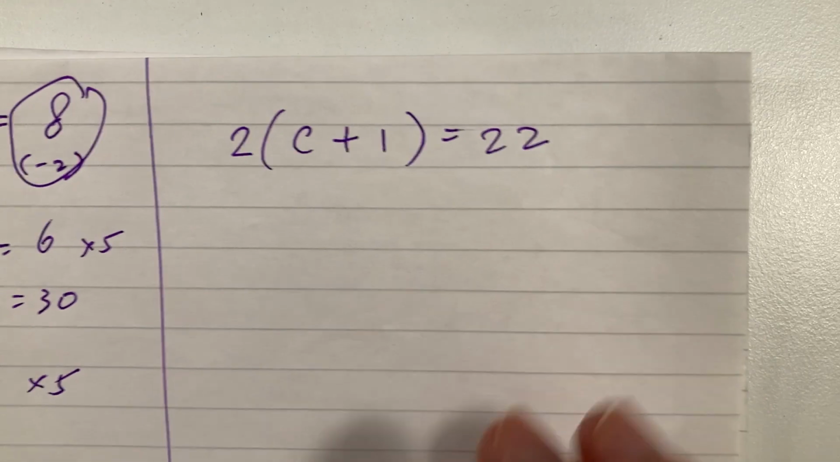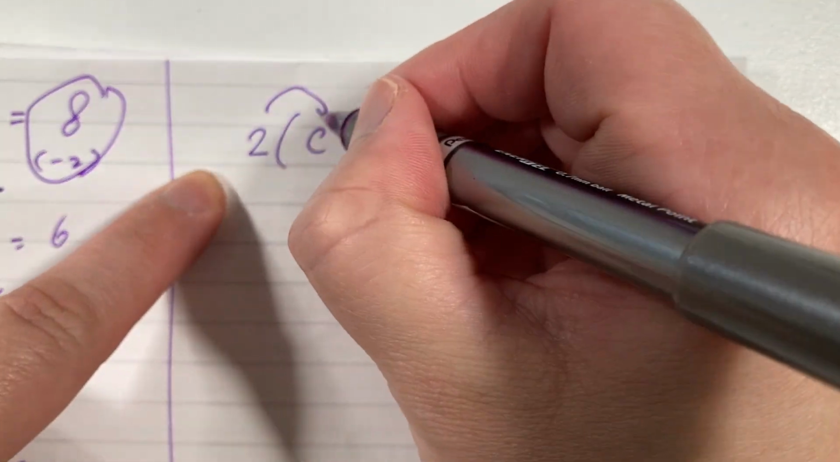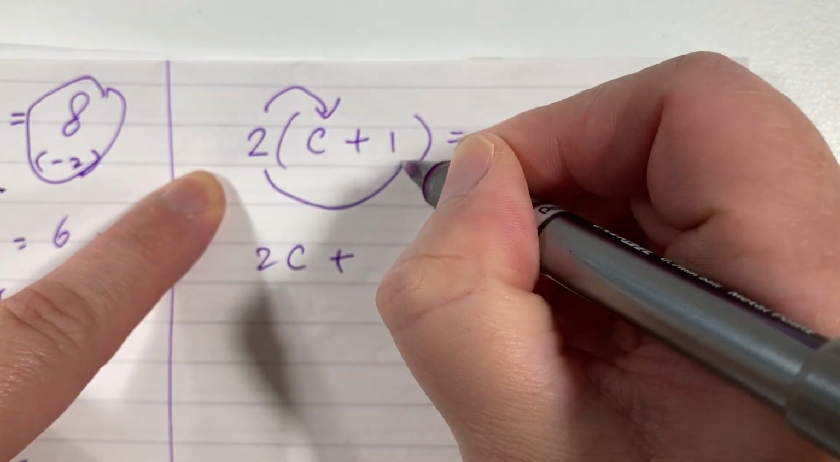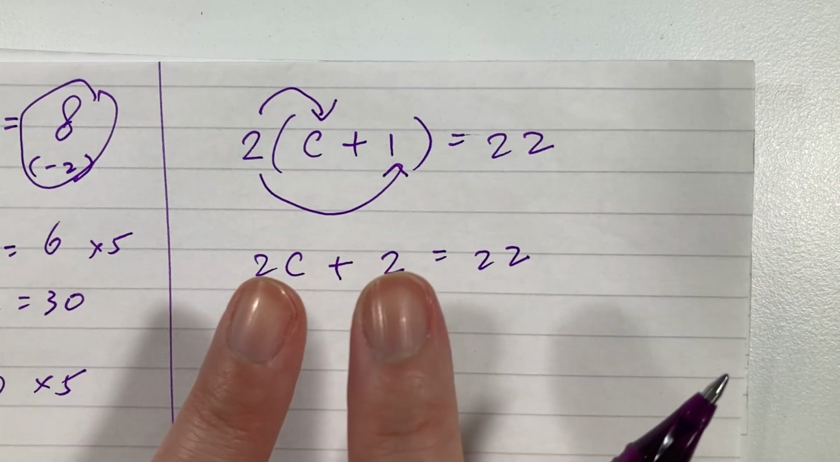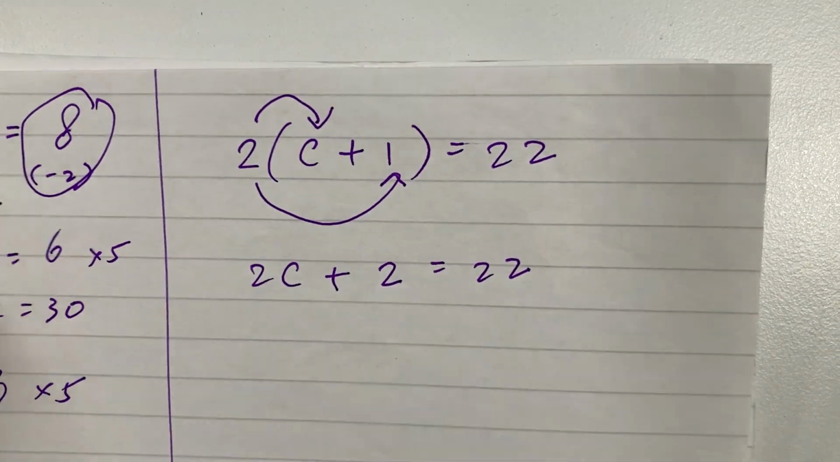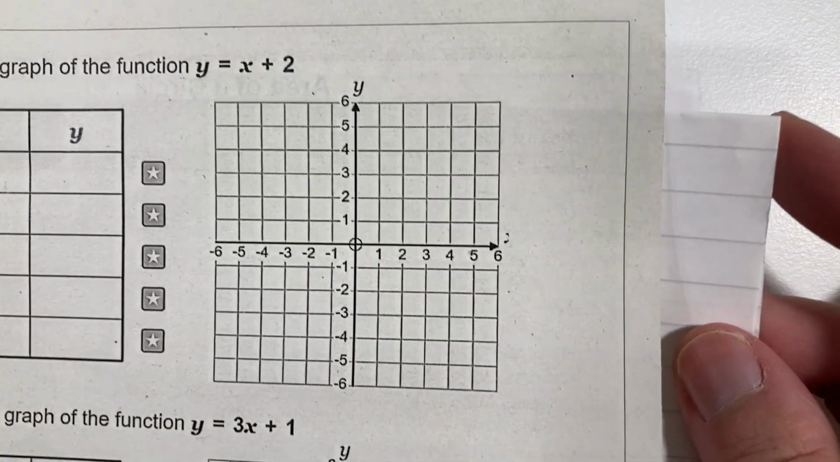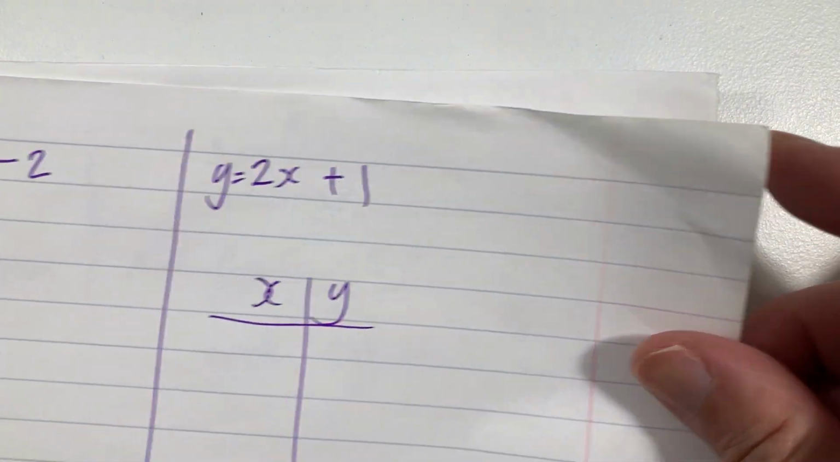Okay. Brackets, expand the bracket. 2c add 2 equals 22. That becomes a two steps, so take away 2 and then divide by 2. That is the left hand side. On the right hand side, that is plotting linear graphs. So I use that as an example.